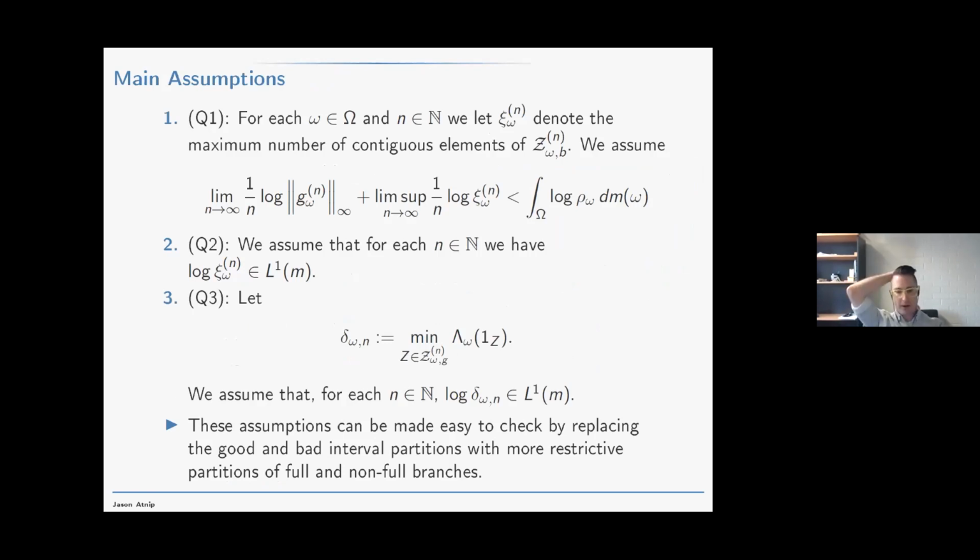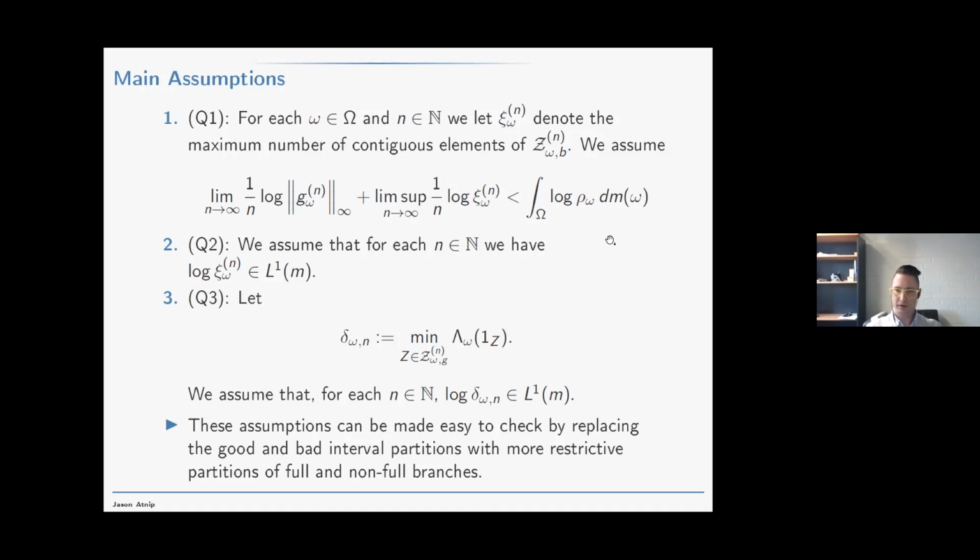Now, for our main assumptions. First we'll have this assumption Q1. For our assumption Q1, this is what we would call, in the closed setting, to have a contracting potential. So from the closed setting, we would have had the limit of 1 over n log sup of g omega n is less than log of rho omega.